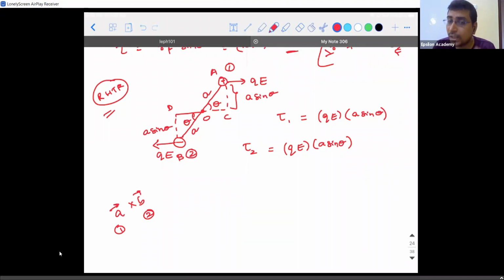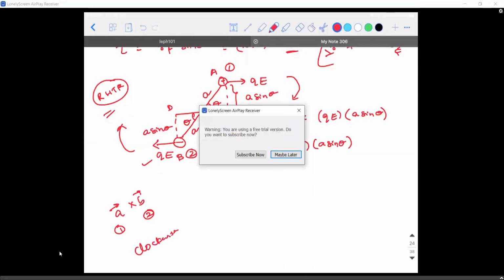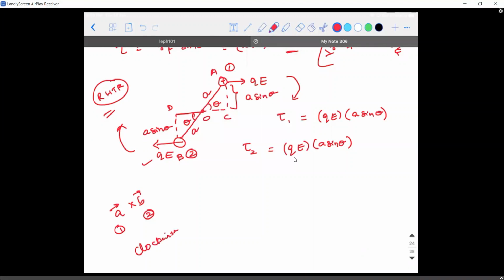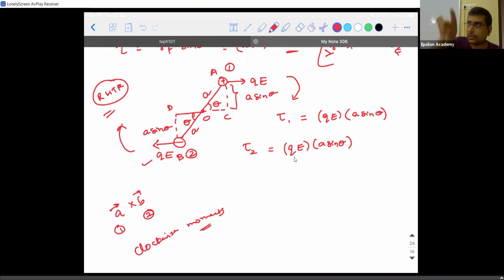Now tell me what is the direction in which this QE is going to put the system. It will put the system into rotational motion. In which direction? In the clockwise direction. And this QE at the bottom will also put the system into clockwise rotation. Remember one important point, that clockwise movement by external force, we are putting it in rotational motion. QE will put the system into rotational motion because it is hinged at the center, held at the center.